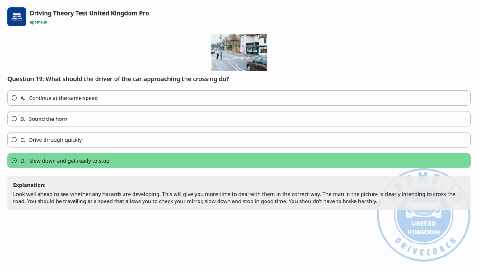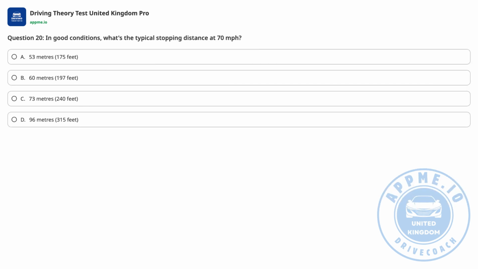The correct answer is D. Question 20. In good conditions, what's the typical stopping distance at 70 miles per hour? A. 53 meters, 175 feet. B. 60 meters, 197 feet. C. 73 meters, 240 feet. D. 96 meters, 315 feet.